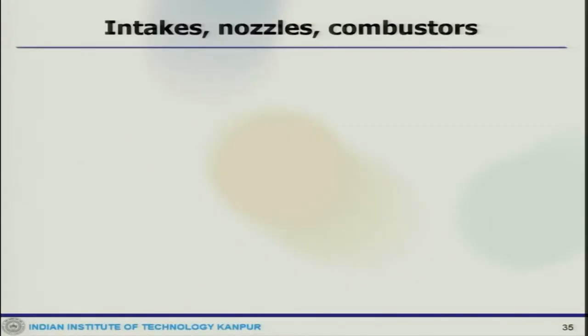Now we are going to the next component, which is the combustor. The combustor sits in any gas turbine engine after the compressor. Some of the basic important features for a combustor, which one would expect from a designer's point of view: it should provide complete combustion. Then it should have moderate total pressure loss.